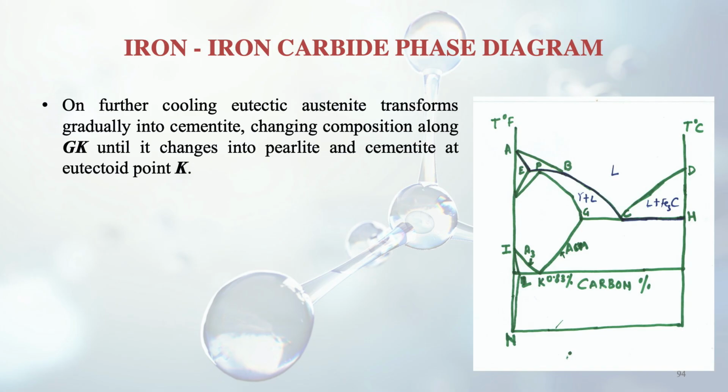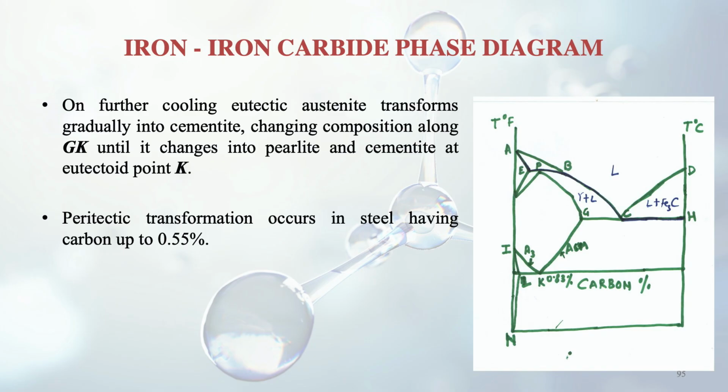On further cooling, eutectic austenite transforms gradually into cementite, along the same line which I have mentioned earlier, the GK line. So austenite is transforming gradually into cementite, changing composition along GK until it changes into pearlite and cementite at the eutectoid point K.